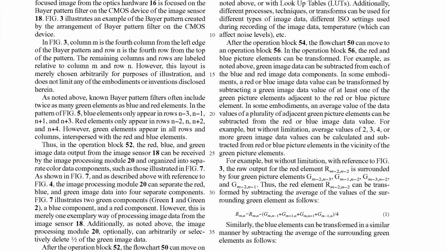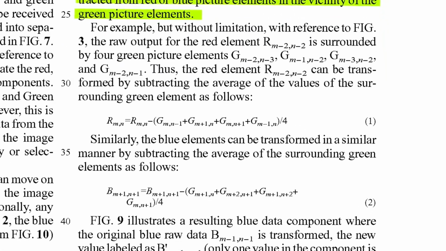You'll notice that because Red didn't have much to say, they used complex-sounding language to describe something very simple. It reads: in some embodiments, an average value of the data values of a plurality of adjacent green picture elements can be subtracted from the red or blue image data value. For example, an average value of 2, 3, 4 or more green image data values can be calculated and subtracted from the red or blue picture elements in the vicinity of the green picture elements. Sounds quite complex, right? Let's read the rest in a slightly simplified manner.